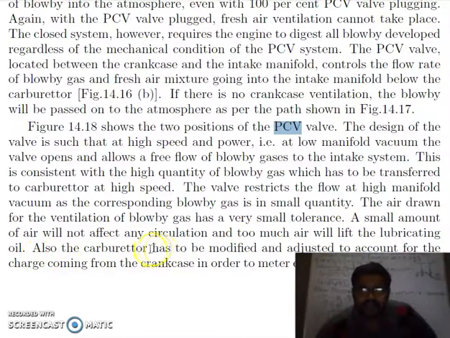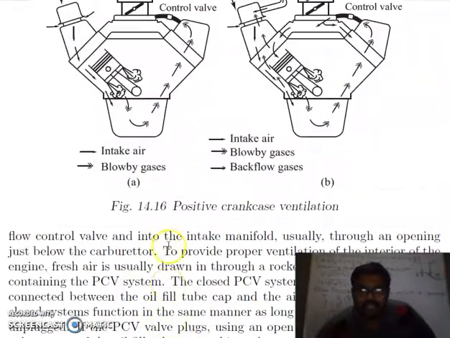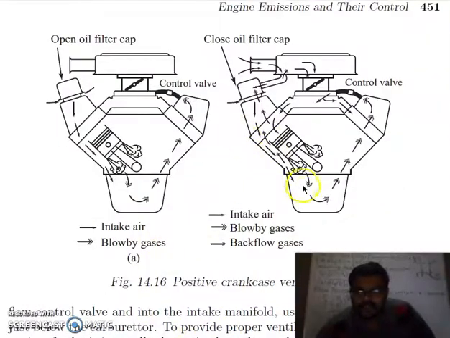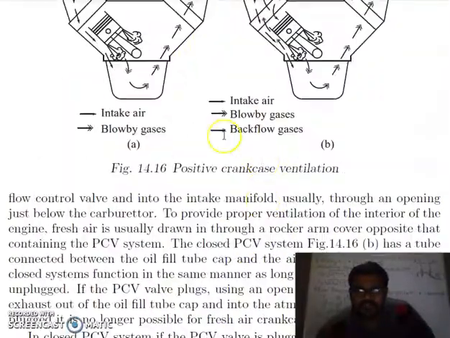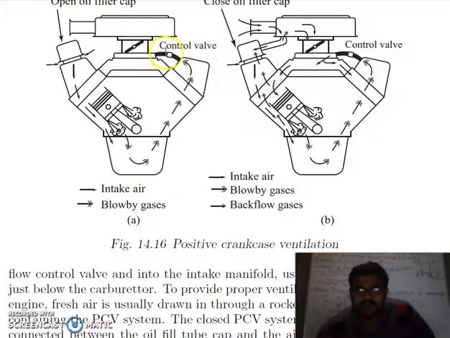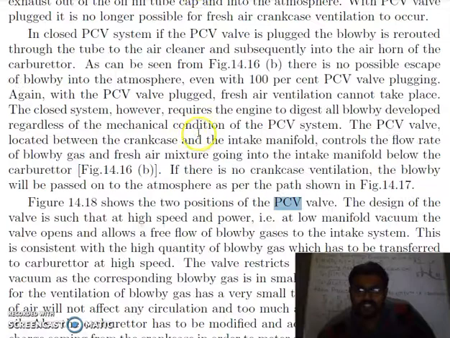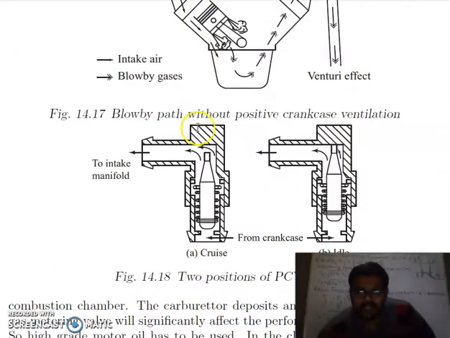So if this amount of air is more, then it can lift the lubricant oil also. So this is not desirable. That's why this control valve will control how much blow by gas will have to pass. If too much ventilation and too much air comes in here, it will carry this oil with it, and the oil can escape from this oil pan. So this control valve will control all this.